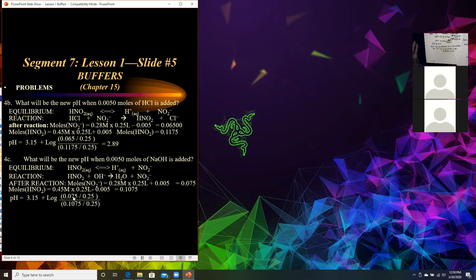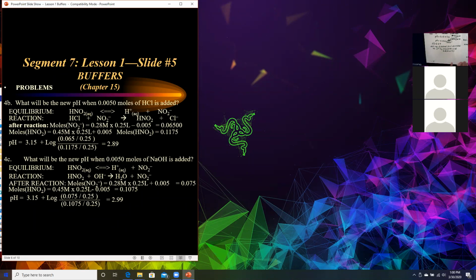The moles of nitrite ion here is 0.0075. Its concentration is 0.0075 divided by 0.25. The moles of nitrous acid that goes in the denominator is 0.1075 divided by 0.25. Again, the 0.25s will cancel. You don't actually have to do this complex fraction because they all cancel out. And so when you do that, you get 2.99.